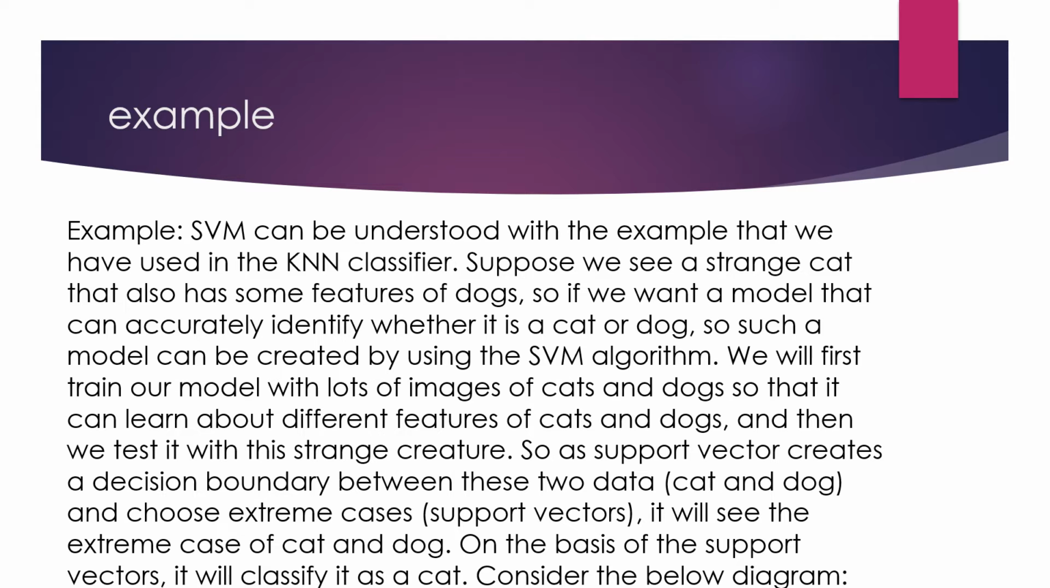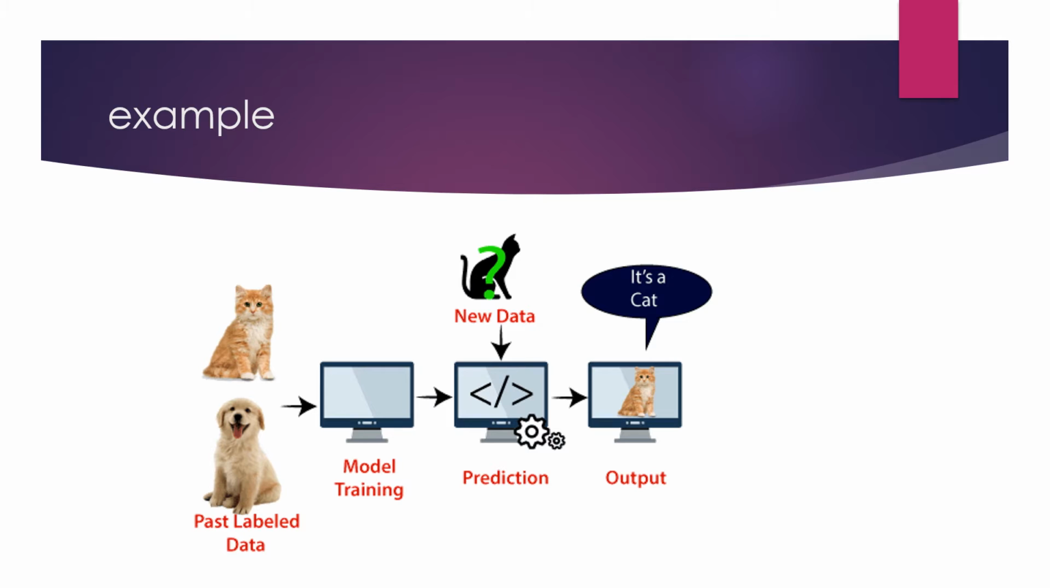The support vector machine creates a decision boundary between these two classes, cat and dog, and chooses the extreme cases, the support vectors. It will see the extreme cases of cat and dog, and on the basis of the support vectors, it will classify it as a cat. Consider the below diagram: one is cat data and another is dog data. Past labeled data moves on to model training and prediction, whether it is a cat or a dog, and the output is cat. It is a cat.